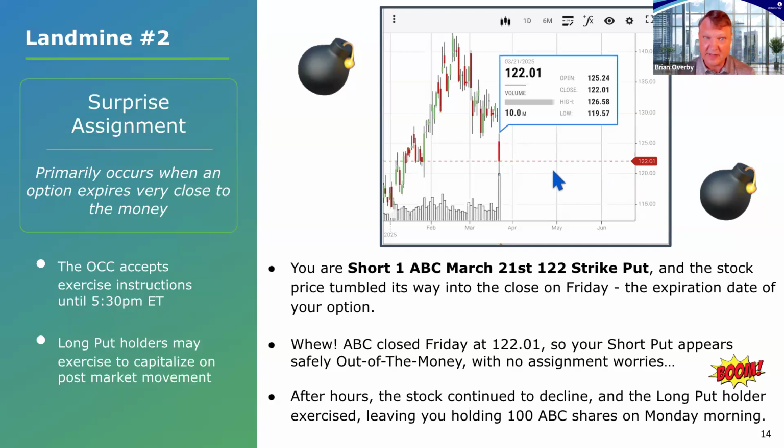That person that thought they escaped the assignment of the put woke up the next day. ABC closed on Friday, so they woke up on Monday to an assignment on that put option contract, and they owned the stock at 122 with the stock trading at 121, somewhere in that range when the market opened on Monday.